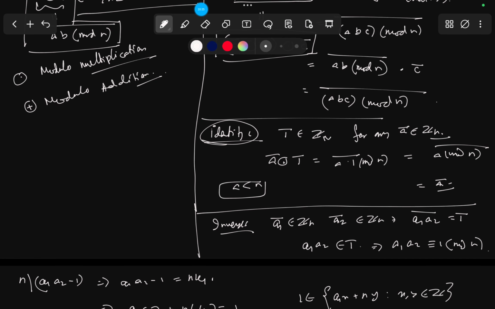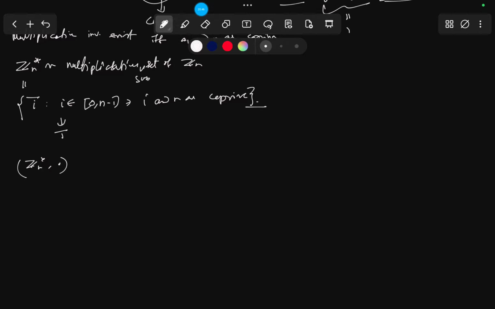So that's why Z mod nZ star is a multiplicative subset of Z mod nZ, and Z mod nZ star will be a group under multiplication. So you can just write, it's a modulo multiplicative group.